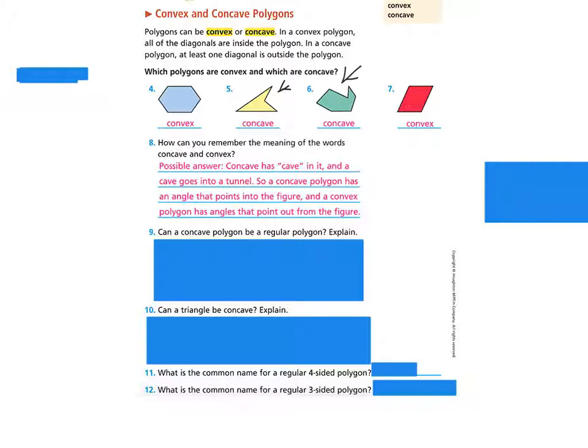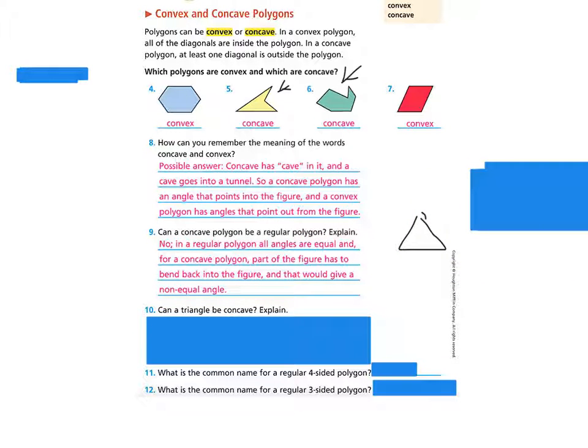Can a concave polygon be a regular polygon? Great question. Remember our definition of a regular polygon was a polygon whose sides were all congruent to each other. They were all equal. So in this case, no, you can't have a concave polygon where all the sides are equal, because you couldn't let it dip in and still have all the sides be equal.